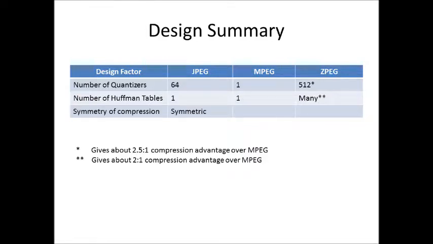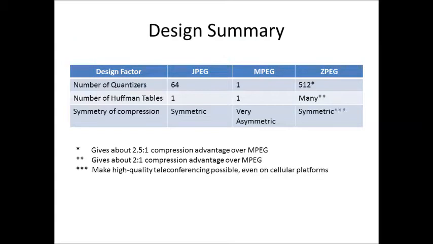JPEG is a symmetric algorithm, requiring no more computational power to compress than to decompress a frame. MPEG requires typically thousands of times more power to compress, making it unsuitable for real-time or teleconferencing operations. ZPEG, as a transform-based algorithm, requires no more power to compress a video sequence than it does to play the video sequence back.